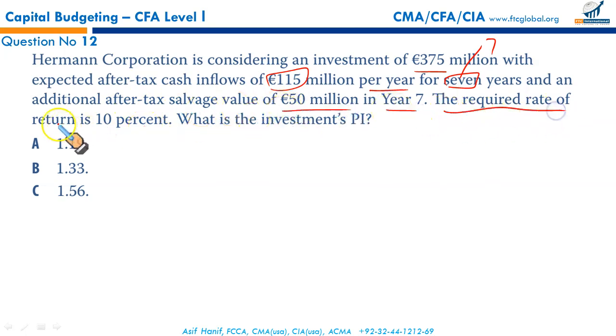The required rate of return is 10%. What is the investment's profitability index? Again, we need NPV. Cash flow to year 0, negative 375, enter, down arrow key, 115, enter, down arrow key. But remember, we will take 6 years frequency for 115.